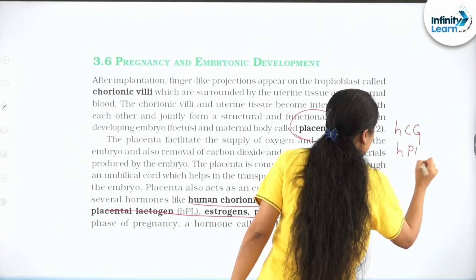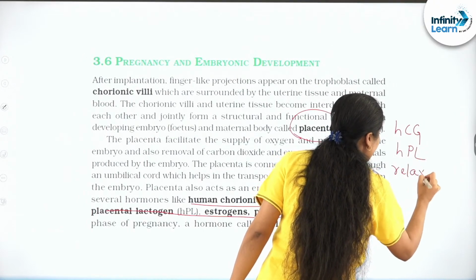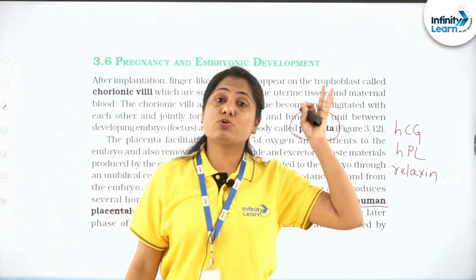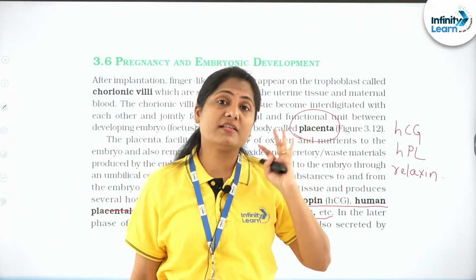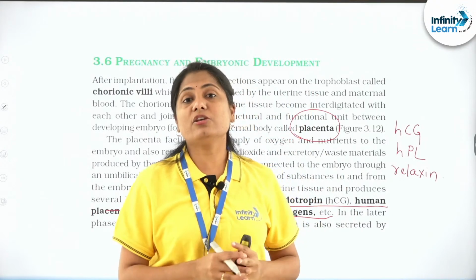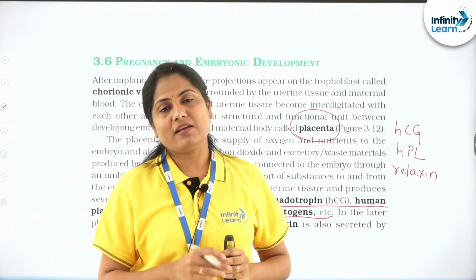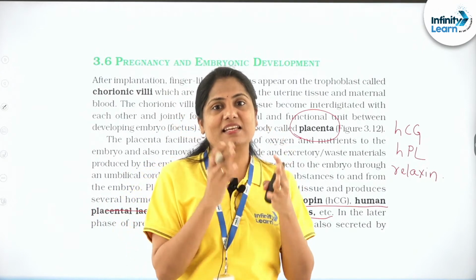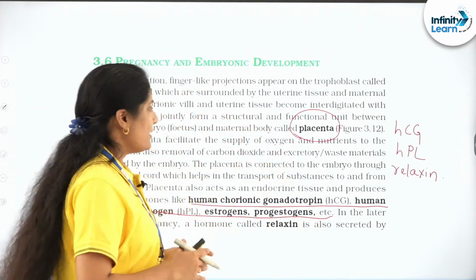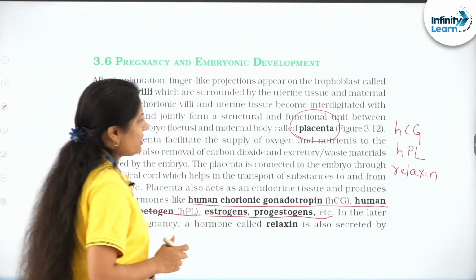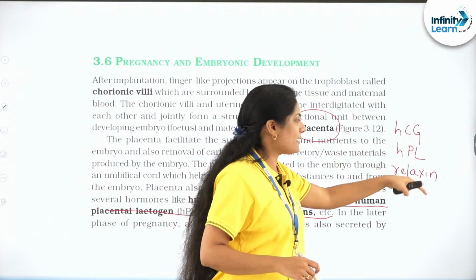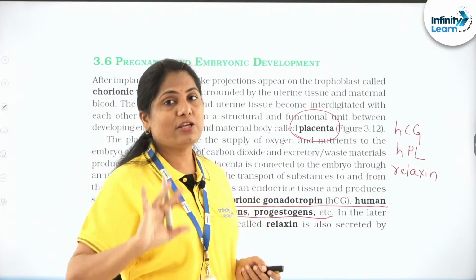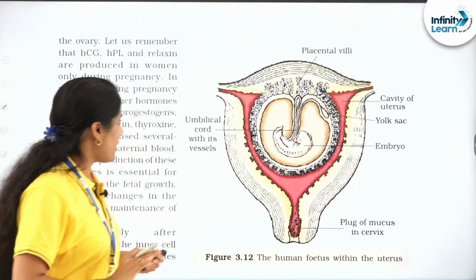HCG, HPL, and relaxin. HCG is something that is found as soon as chorionic villi are formed. They themselves secrete it, and it is found in the urine of conceived women. That is what is tested in those home pregnancy test kits, right? So this is the HCG hormone, human placental lactogen, relaxin. These are the hormones that are found only during pregnancy, right?